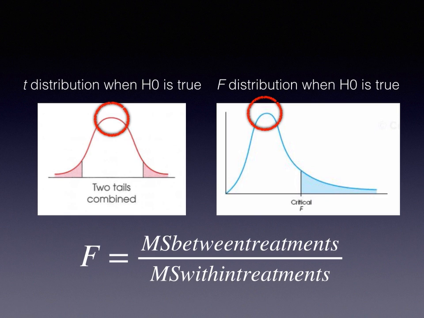We already said that within treatments is individual differences and chance, so you're dividing something by itself, which means what's circled in the graph should have a value of 1. So that's the most frequently occurring F. Both of these are going to be positive. You're never going to get 0, so it actually stops. The F distribution stops at 0.